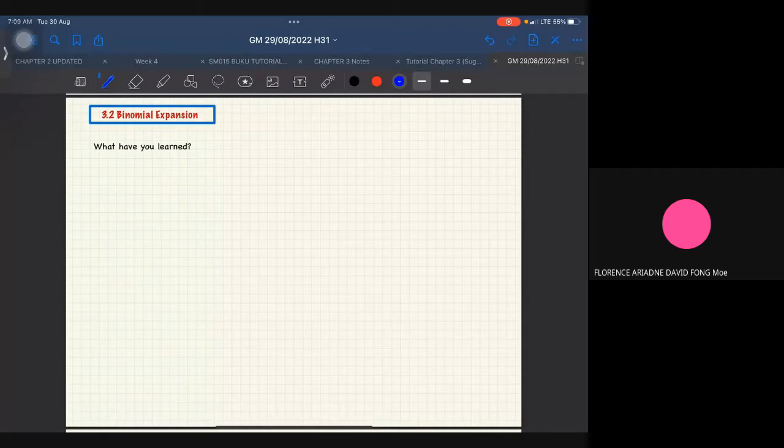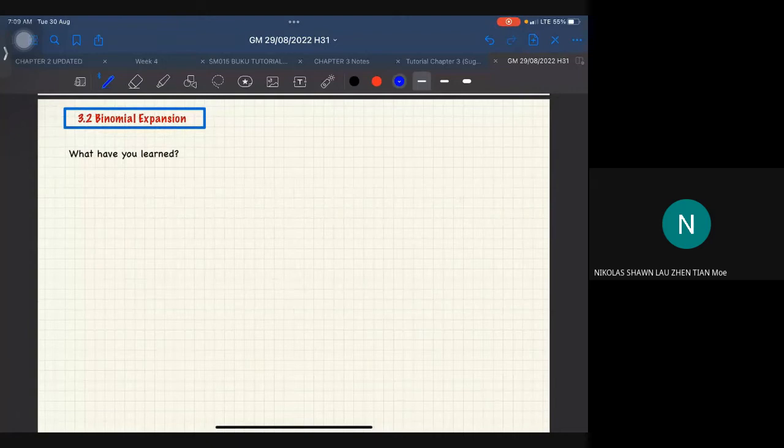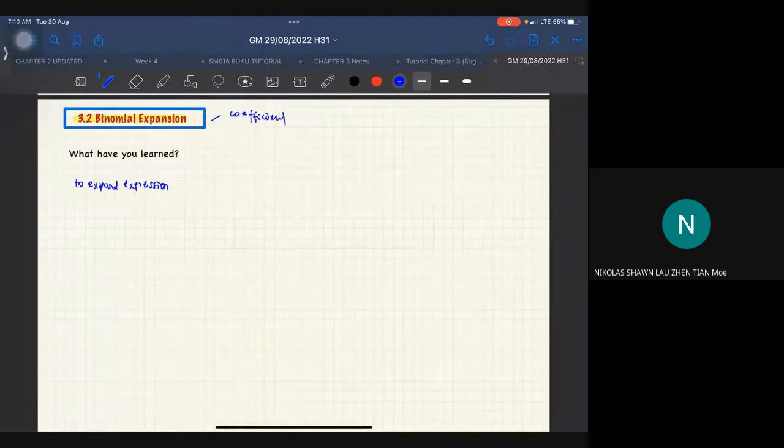Okay, literally it's a binomial expansion. So what have you learned in it? It is used to expand equations. Okay, so it is used to expand expression, betul? To expand expression. Okay, what else? This is the big title. We use it for expanding expression. Binomial coefficient, the correct way to count. Okay, lagi? Kita belajar pasal dia punya coefficient. Correct way to count.